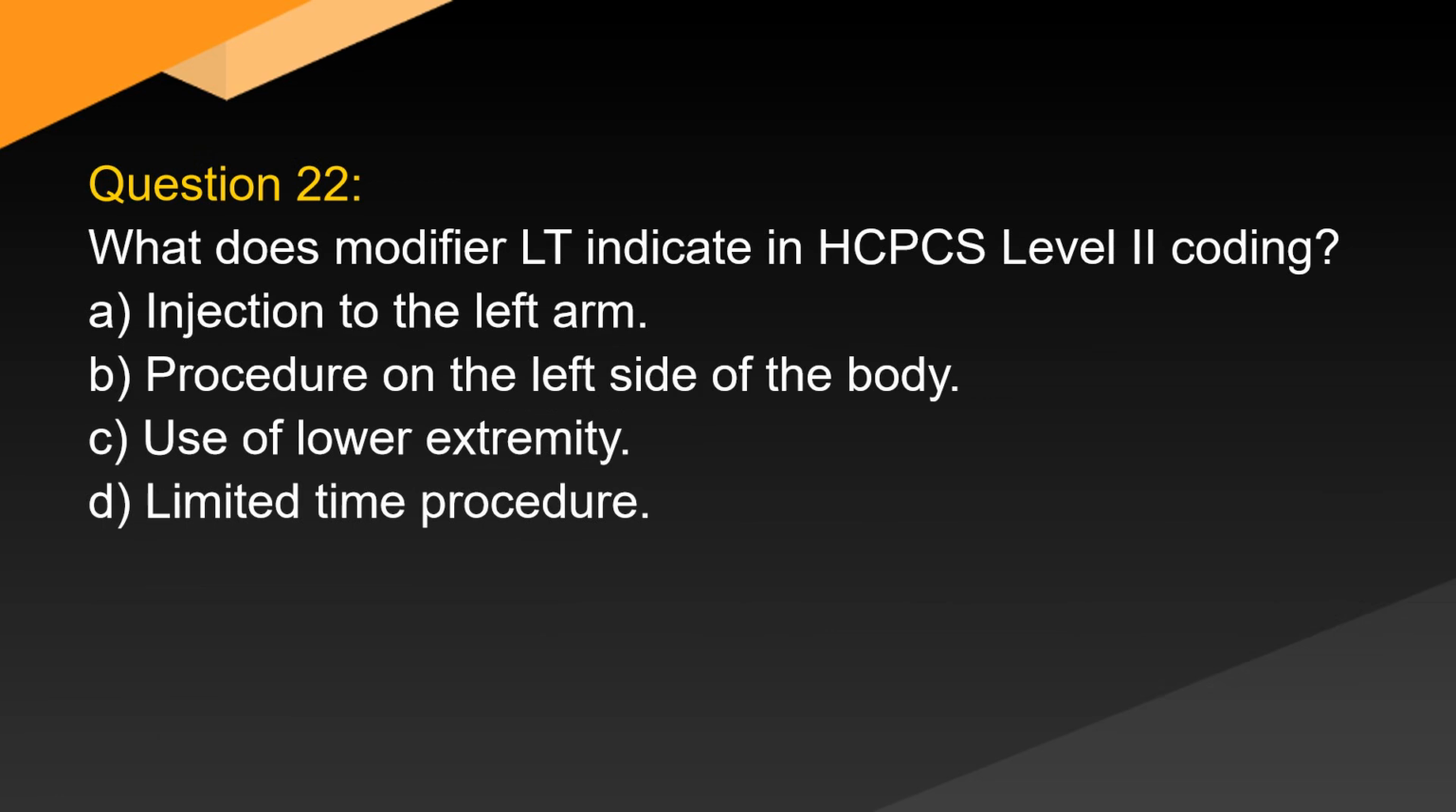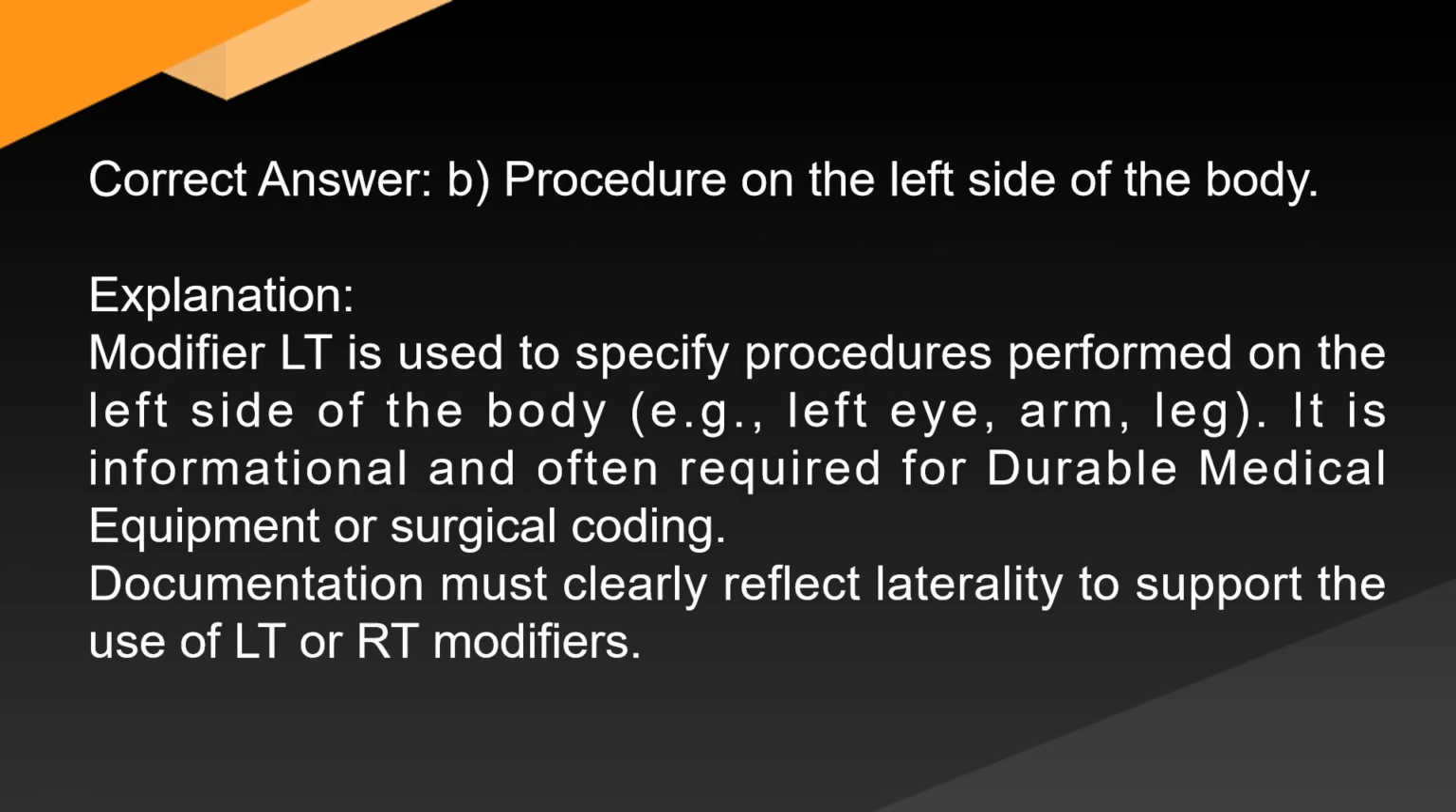Question 22. What does modifier LT indicate in HCPCS level II coding? A. Injection to the left arm, B. Procedure on the left side of the body, C. Use of lower extremity, D. Limited time procedure. Correct answer, B. Procedure on the left side of the body.